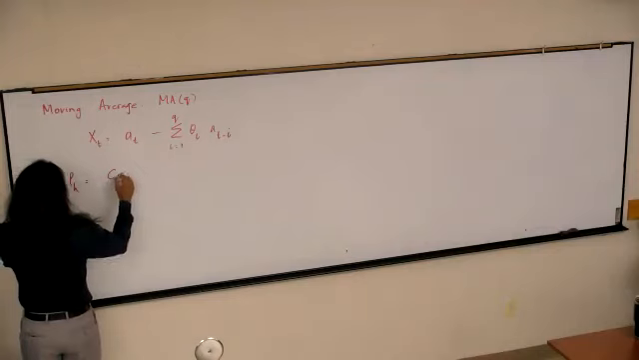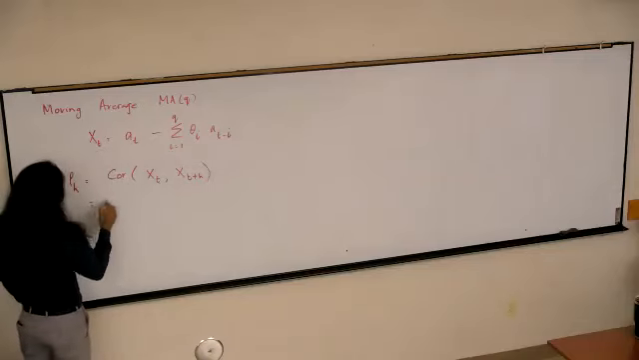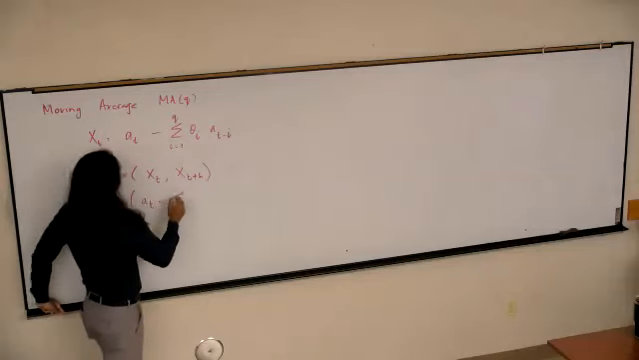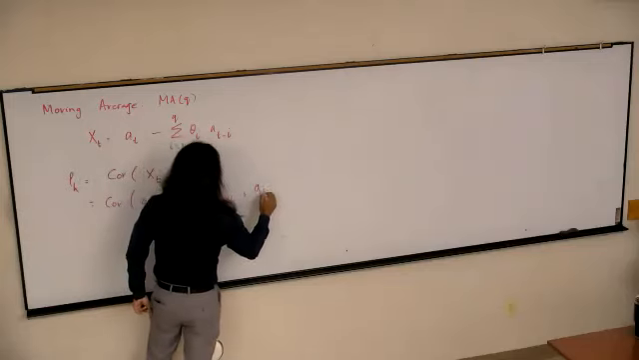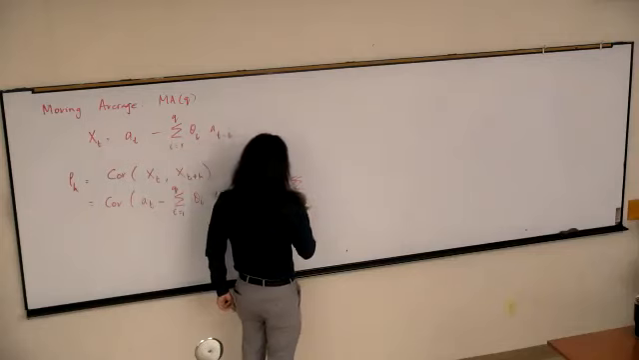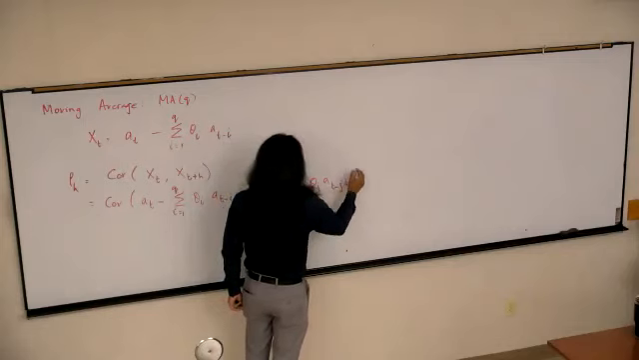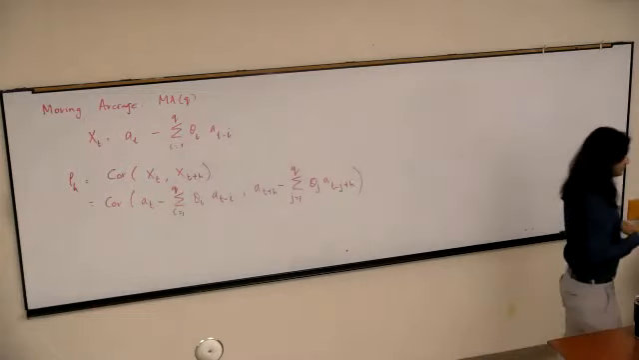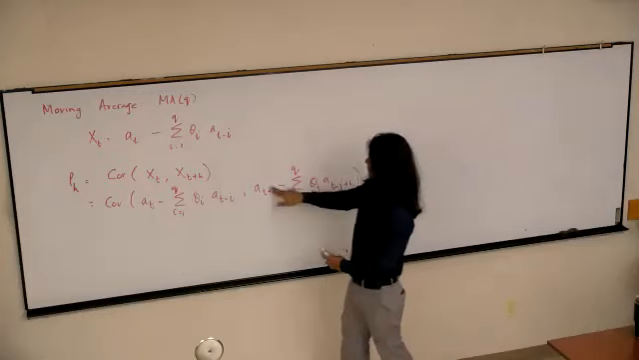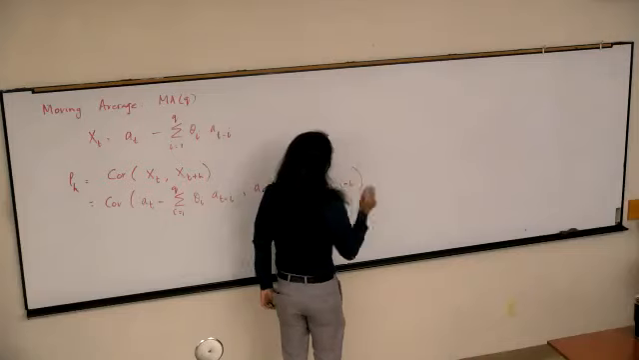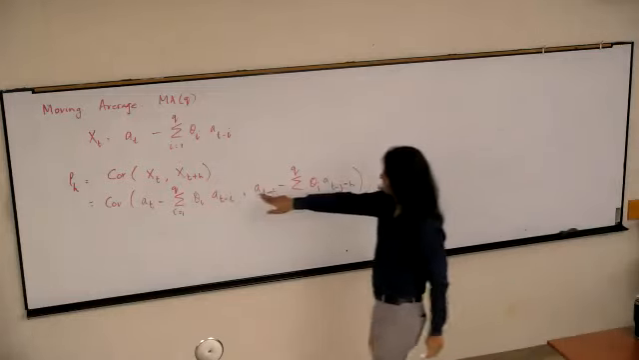Rho H. That, of course, would have XT would be 80 minus that term, and 80 plus H, minus H. It doesn't matter with AR, but it doesn't make any sense to do it with MA. So minus H.